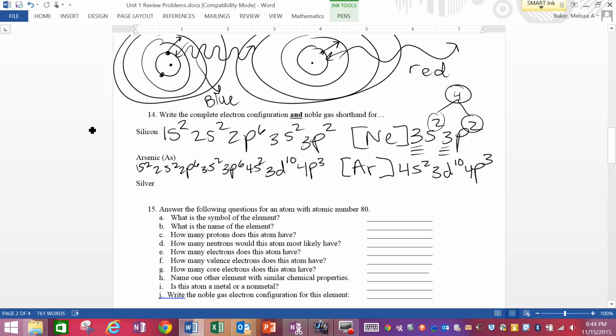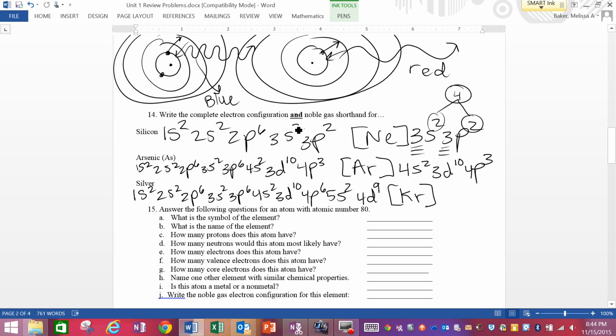Silver is the longest. Oh, here we go. Silver, 1s2, 2s2, 2p6, 3s2, 3p6, 4s2, 3d10, 4p6, 5s2, 4d9. The last noble gas before silver is krypton, and then you continue from there, 5s2, 4d9. So how many valence electrons does silver have? 5 is the biggest number out front, so it would have 2 in its outermost shell.